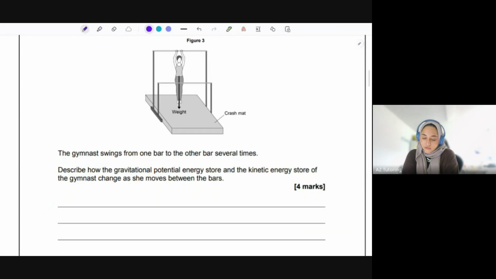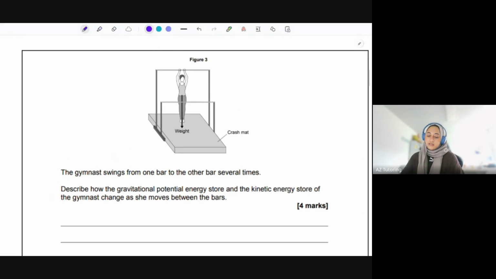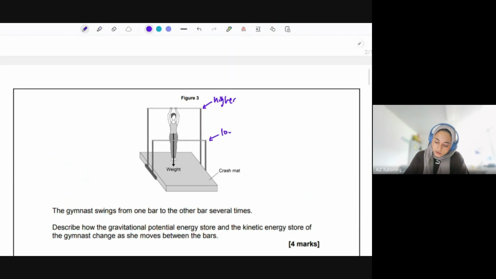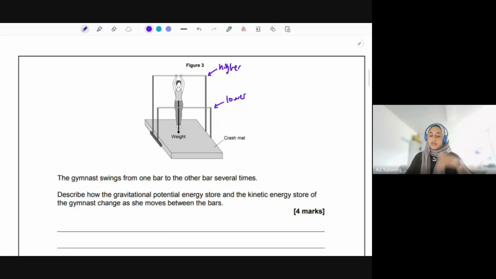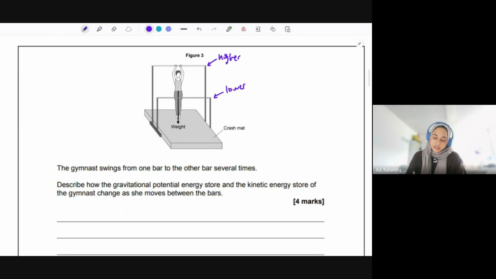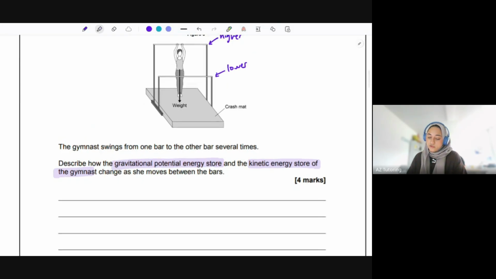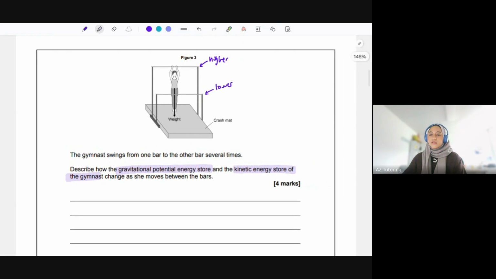Okay, figure 3 here shows we've got a gymnast swings from one bar to the other bar several times. So just looking at the diagram, we can see the bar's higher in the first one and it's lower in the second one. So that's higher, this is lower. And then we've got weight acting upon it going downwards on the person. And then we've got a crash mat as well. So the gymnast swings from one bar to the other bar several times. Describe how the gravitational potential energy store and the kinetic energy store of the gymnast changes as she moves between the bars. So for 4 marks. So the first thing that you need to notice is she's going from a higher bar to a lower bar.